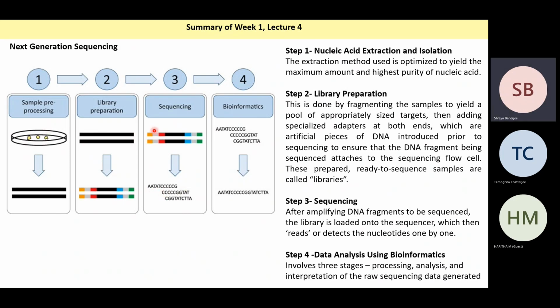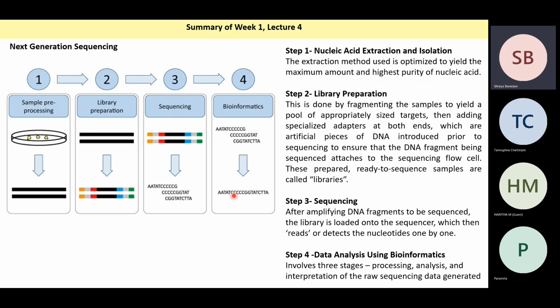So for the different fragments, the sequencer can find out what are the nucleotides in each fragment. And step 4 is called data analysis using bioinformatics. So what it does, it takes these nucleotide sequences and it finds which are the common areas. So basically you can see this area is AATATC. So that is part of the DNA.